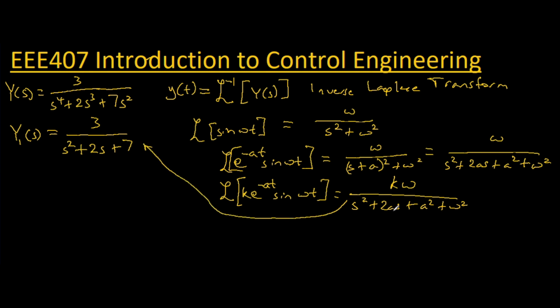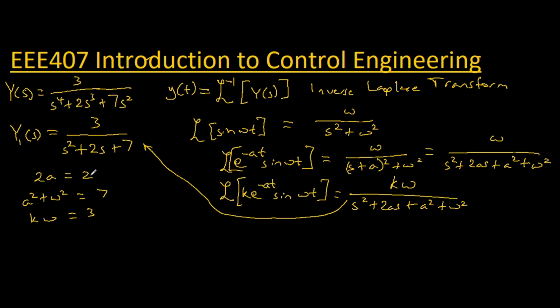And if that is the case, then we can actually solve. Let me illustrate what I mean. We could say that our 2a is equal to 2, our a squared plus omega squared is equal to 7, and our k omega is equal to 3. If I can find a, omega, and k, then I simply know that this is my time function. So let's go ahead and do that.